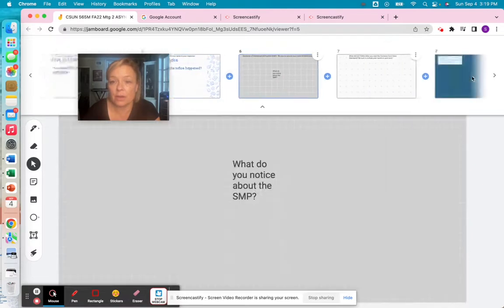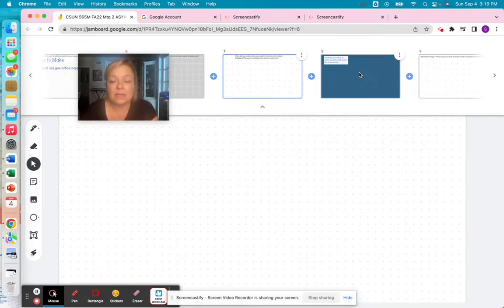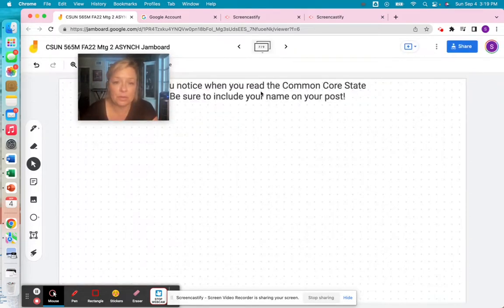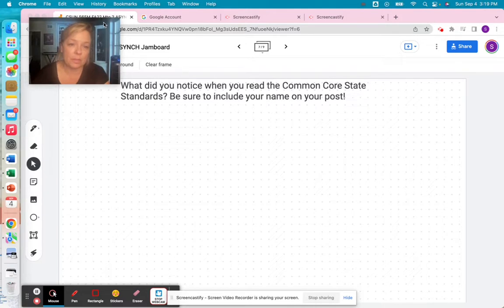way over here. What did you notice about the Standards of Math Practice, also known as SMP? And the other option for you, it's not an option, it's required. What did you notice when you read the Common Core State Standards? And be sure to include your name on the post.